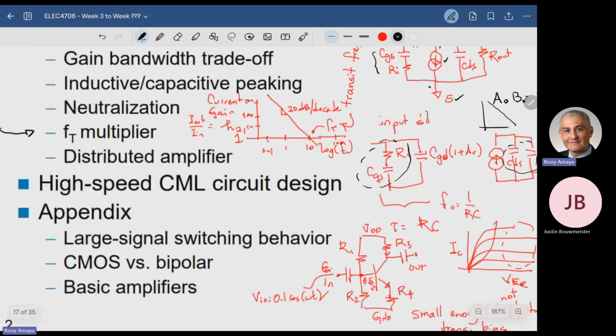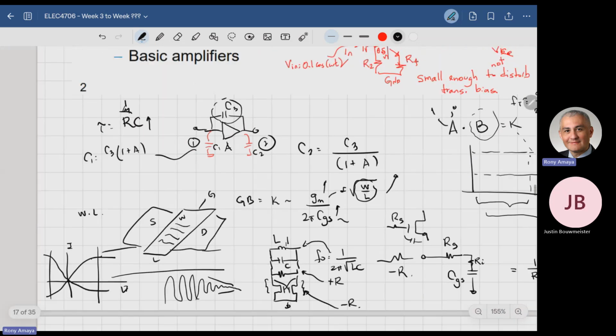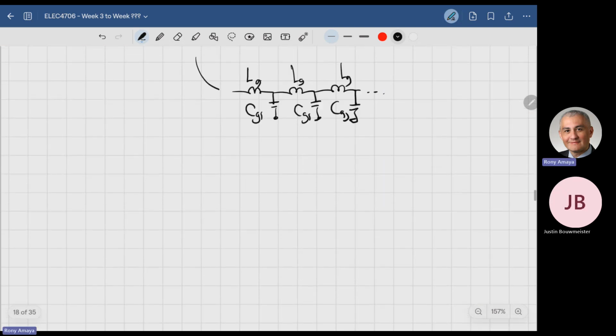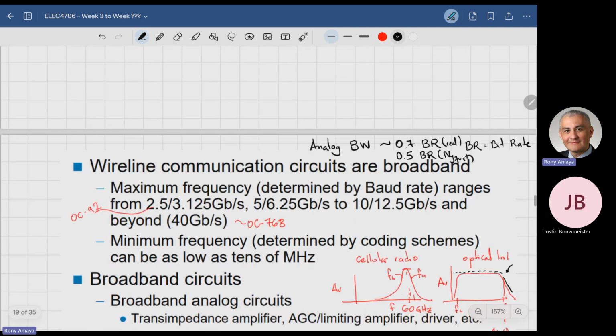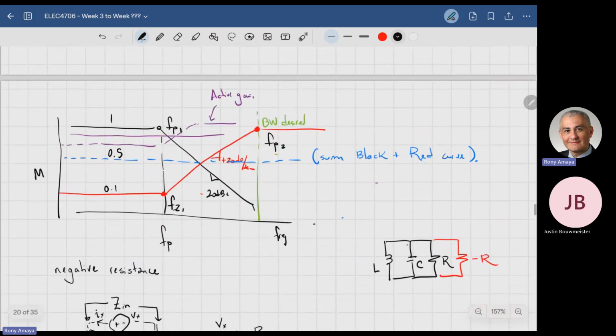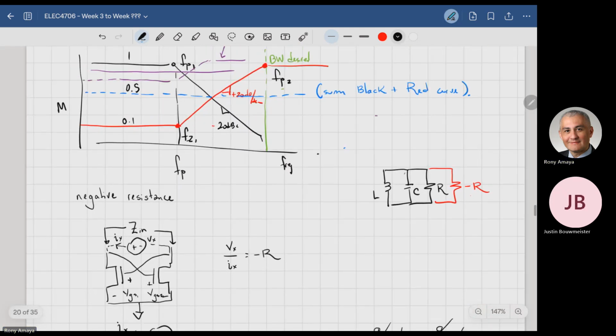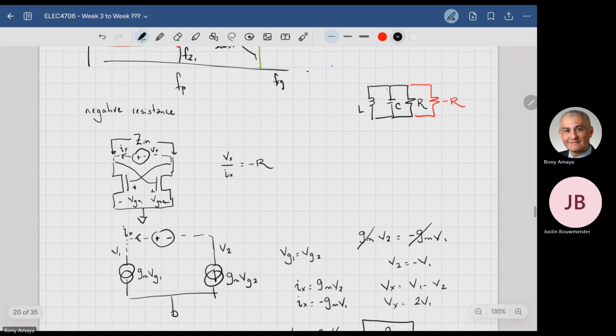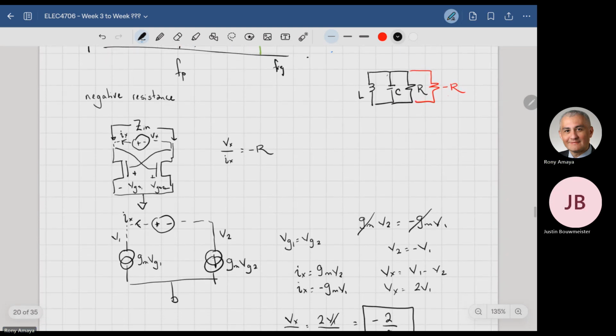FT versus Fmax. So we looked at some of this. We'll talk about distributed amplification later. I think where we left off last time was we talked about channel inversion, which will be covered in equalization later.